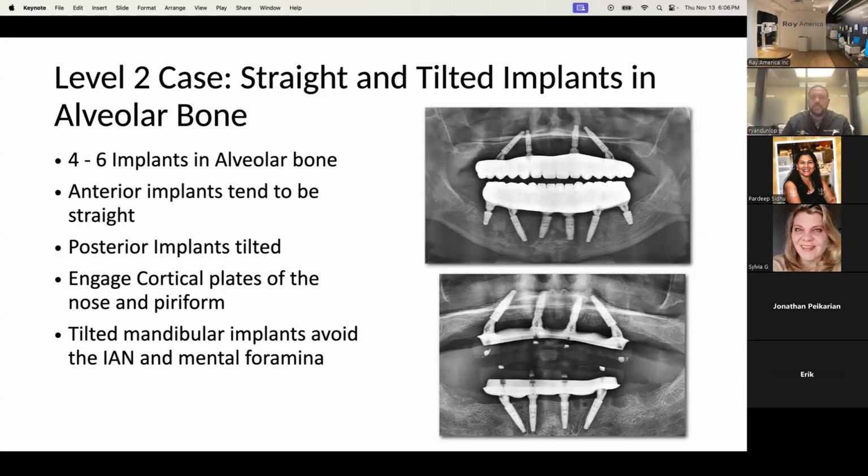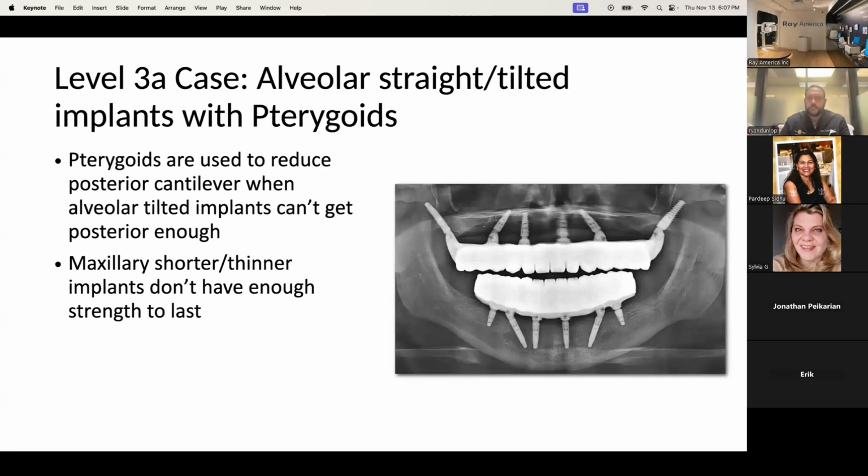And you can achieve tremendously stable results using this technique. Kind of a next level up from doing straight and tilted implants is to combine straight and tilted implants with pterygoid implants. So this is the next evolution of full arch cases. And we covered why we use pterygoid implants: we want to load cases, we want posterior support, and we want to increase our AP spread and decrease the forces on our cantilevers.